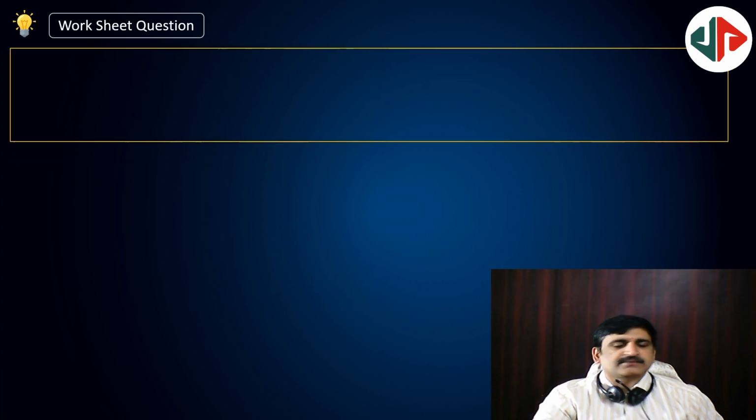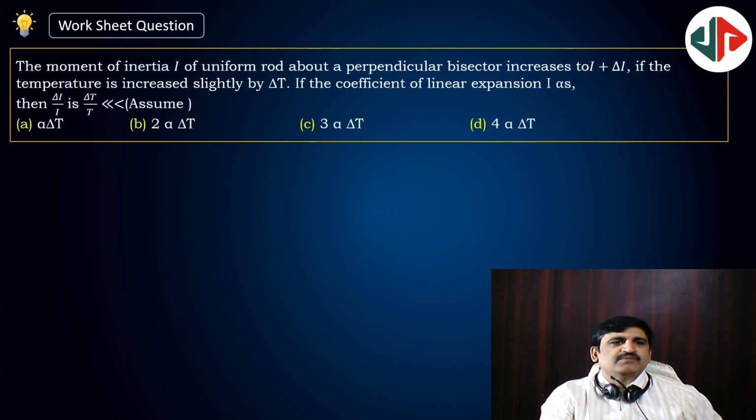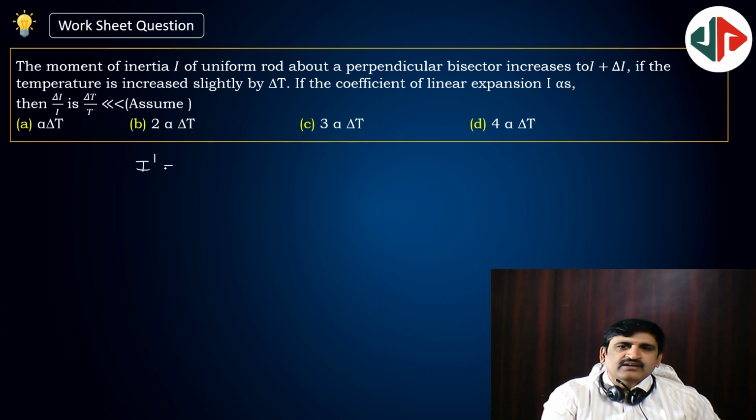Yes. Next. The moment of inertia I of a uniform rod about a perpendicular bisector increases to I plus delta I. Moment of inertia I became I plus delta I. Okay. Delta I is the increment. Okay. If the temperature is increased slightly by delta T, the temperature change delta theta is equal to delta T.